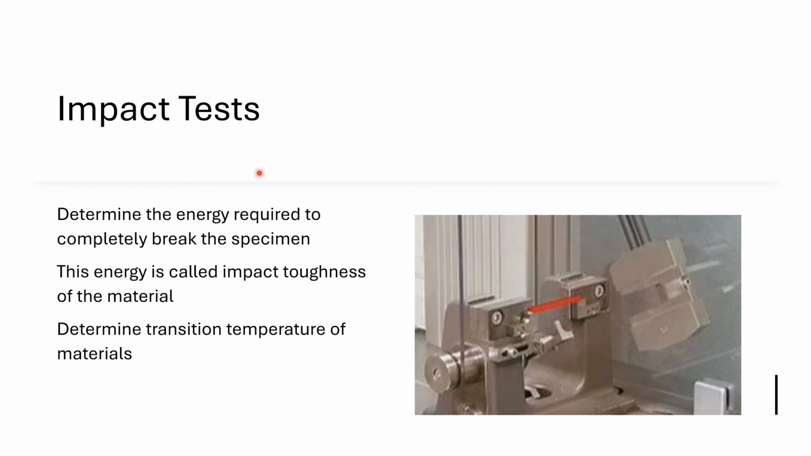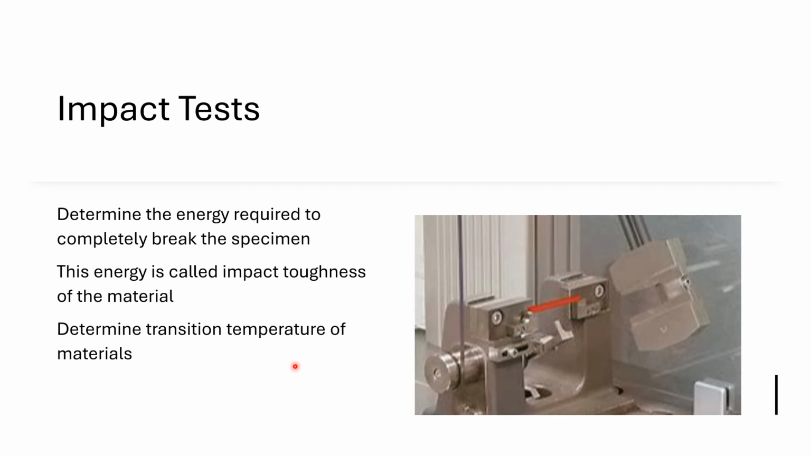All right, more tests, and that's impact tests. So they determine the energy. And what kind of energy? It determines the energy required to completely break a specimen. So how much energy we need to break a specimen that we're testing. This energy is called the impact toughness of that material. Oh, it's really tough, I can't break it. Okay, it's this much tough because it breaks at this time and this force.